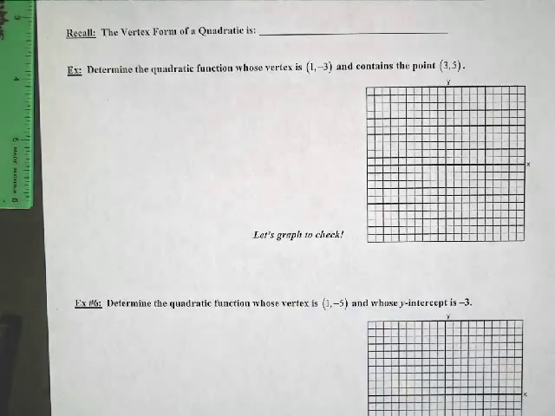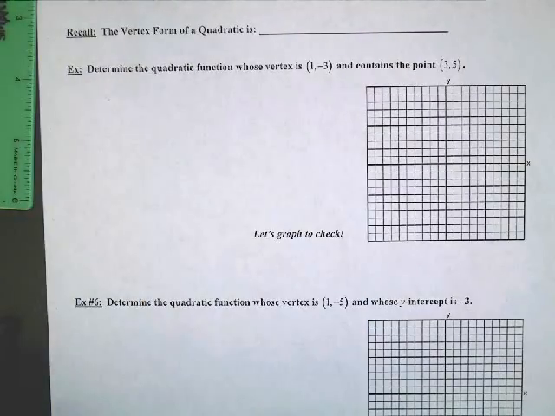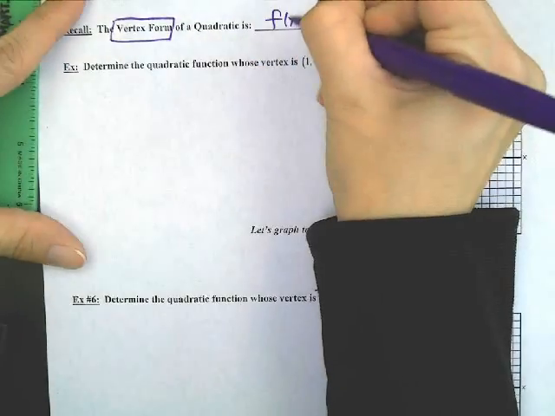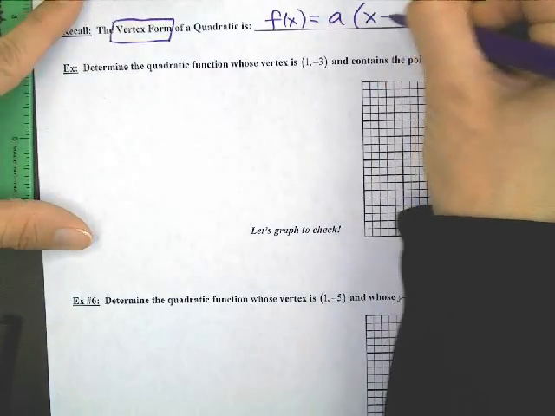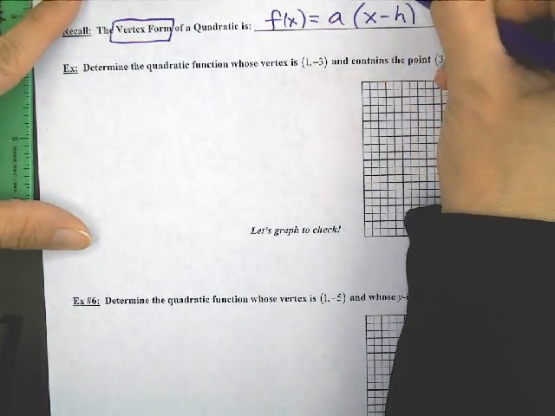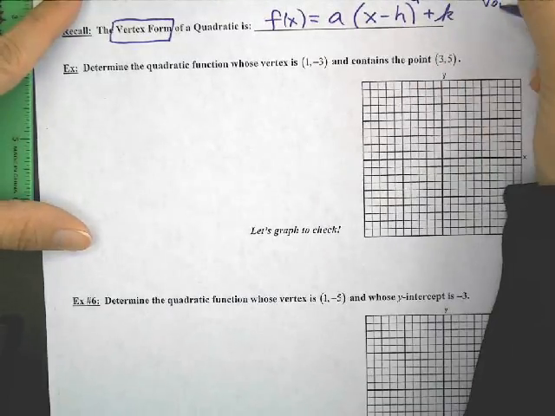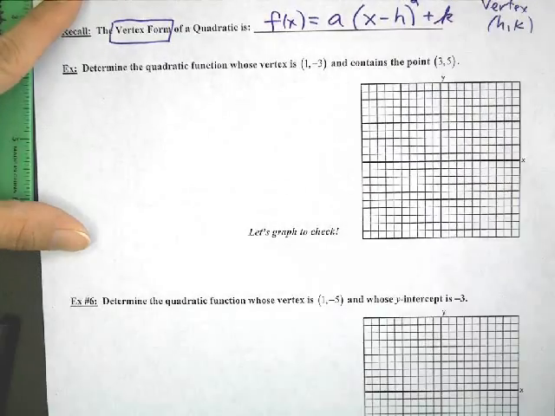Okay, let's take a look at writing some quadratic equations. Okay, remember, the vertex form, this is the one that we're going to use, very powerful. Vertex form, f of x equals a times the quantity x minus h squared plus k. And the vertex is h comma k.